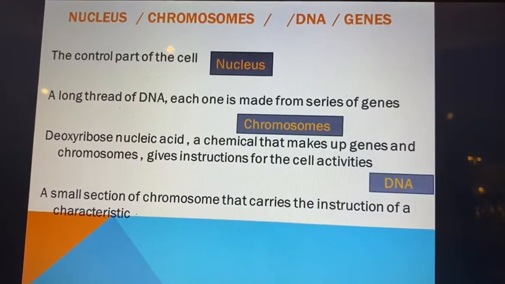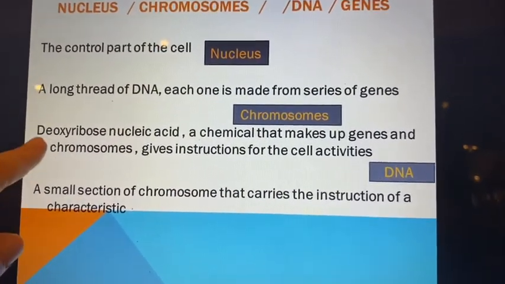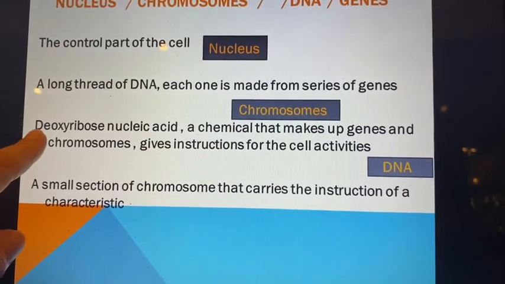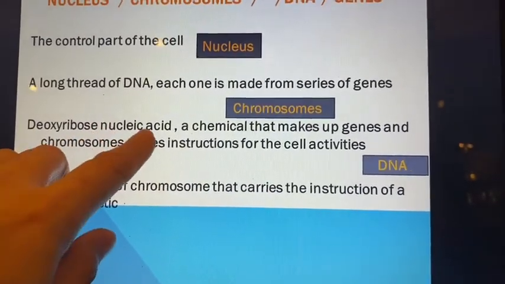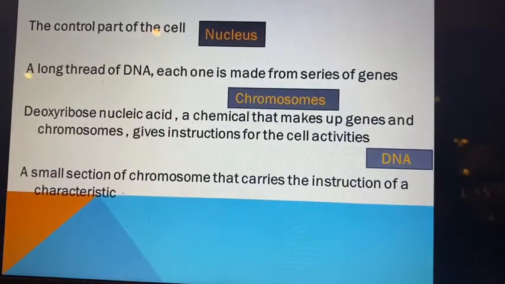This is the DNA. That's why this is the abbreviation for DNA. DNA, deoxyribonucleic acid. You have to memorize this.